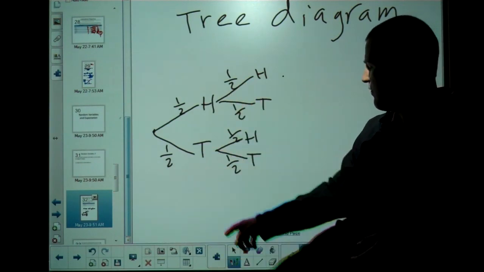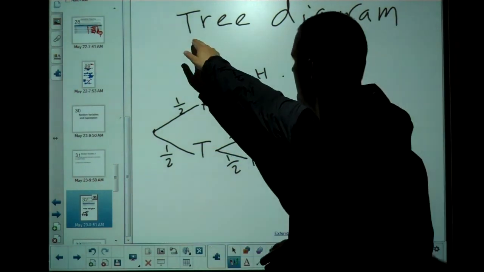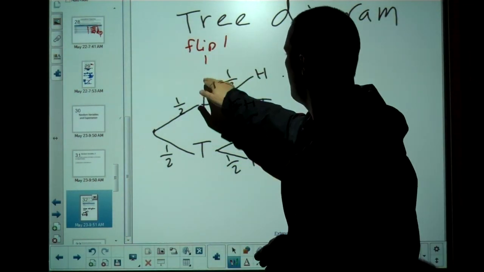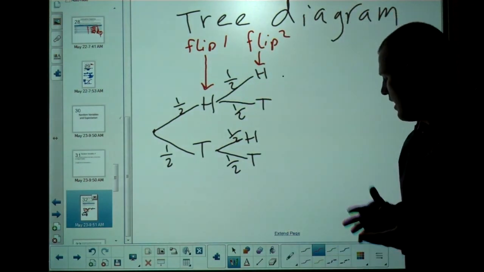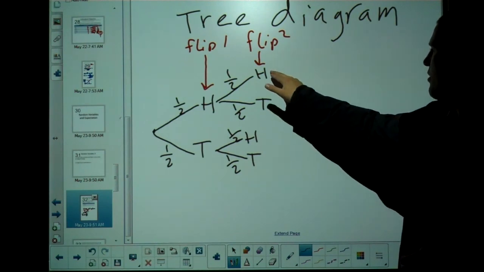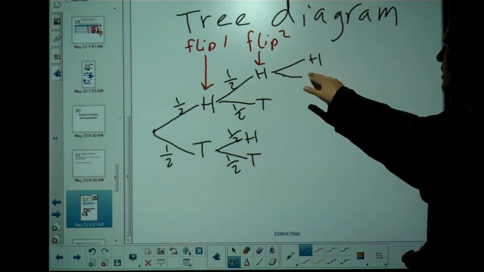So now we're at our first flip. Maybe we should label that. So this is flip 1. This is flip 2. These are the outcomes. Let's keep going. So let's go to flip 3. On flip 3, you could get heads or you could get tails.